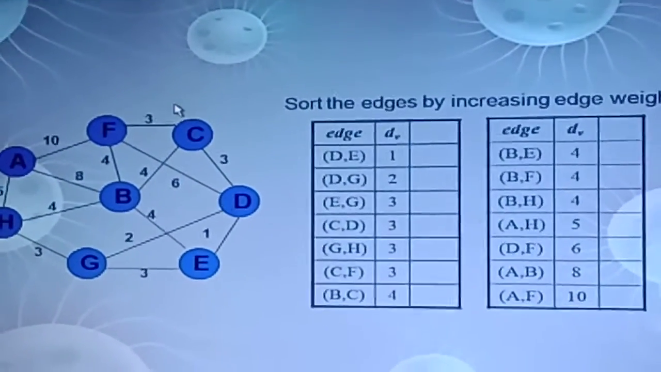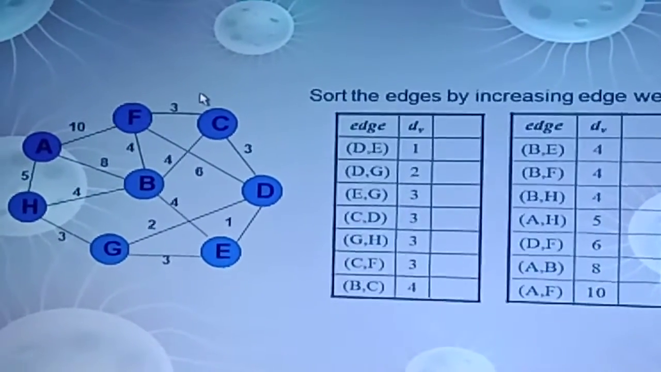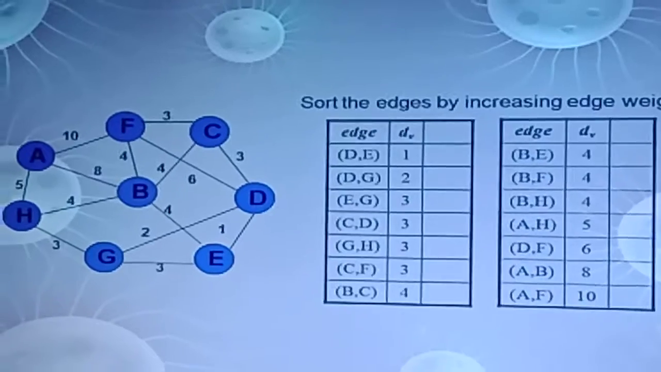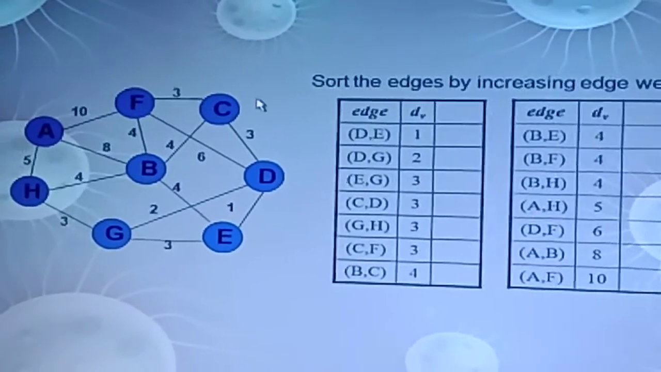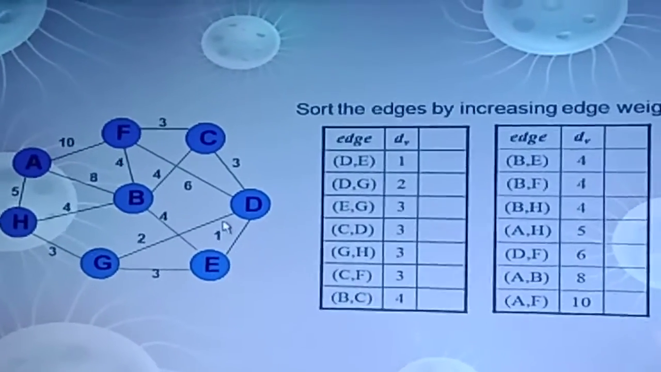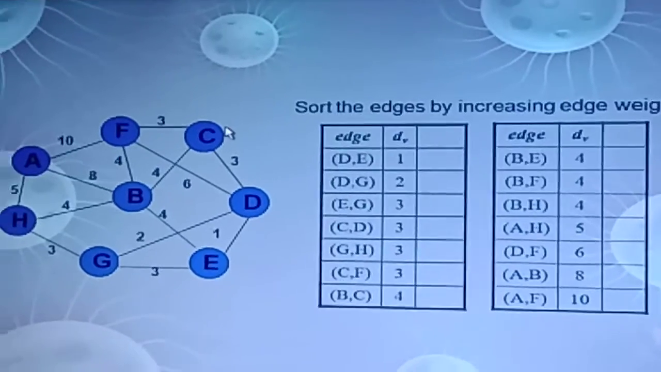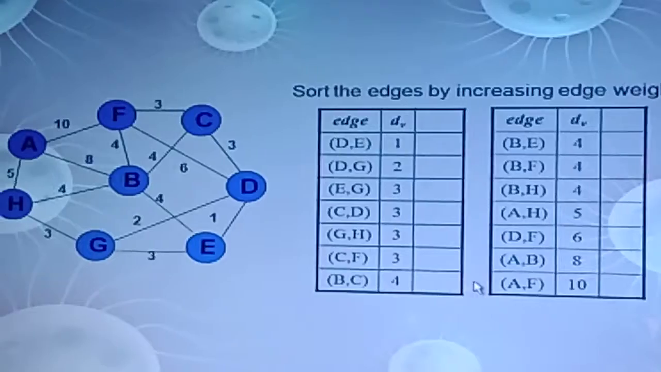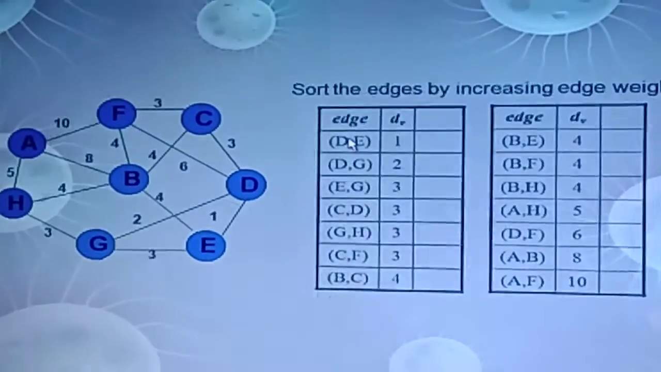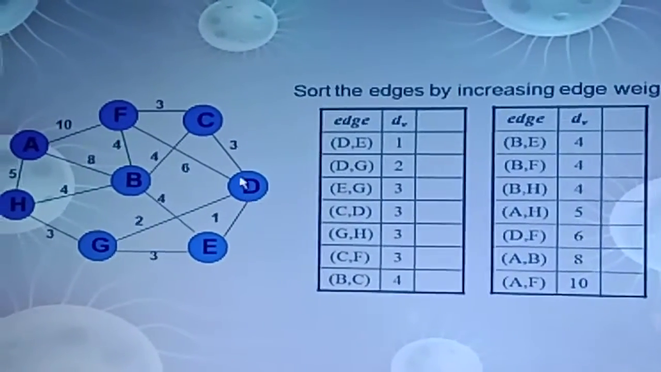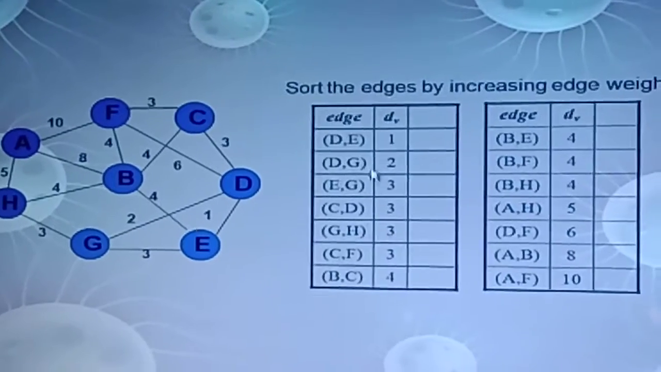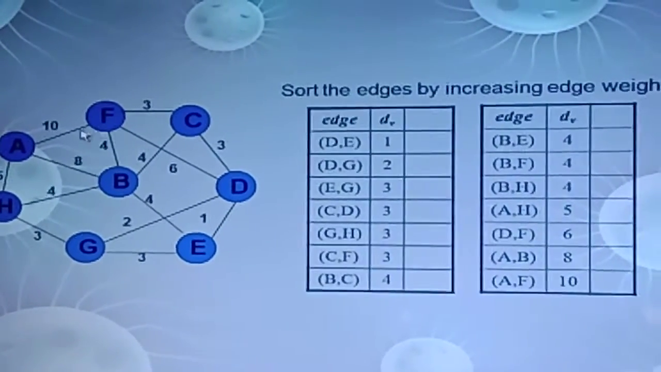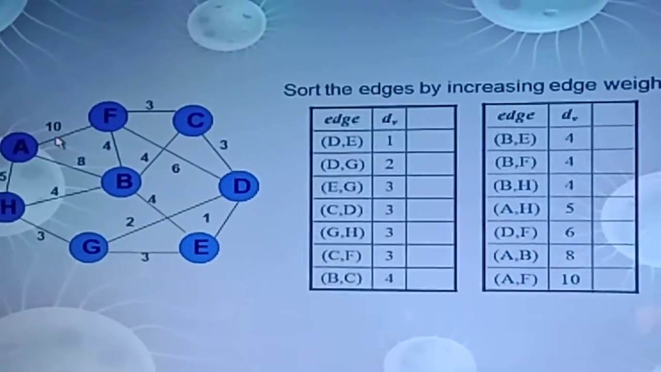So here we have to sort the edges initially in increasing order of their edge cost values. When we are sorting the edges in increasing order of edge cost, that is in ascending order, these are the set of edges we obtained after sorting. So from D to E 1 and D to G 2 and so on, continuously until A to F, which is the largest one, that is 10.